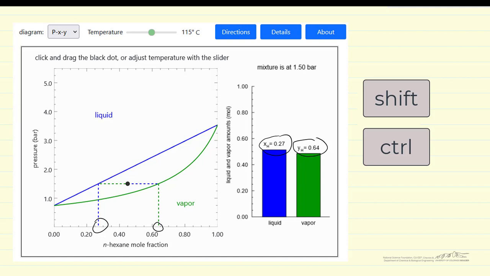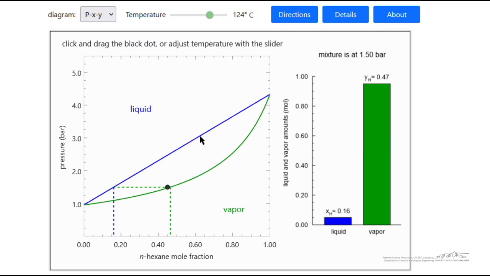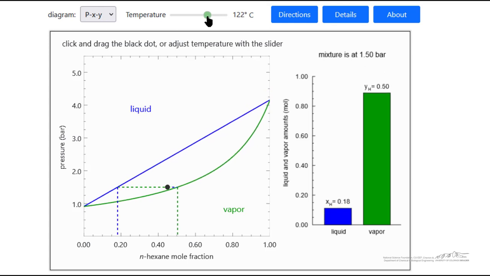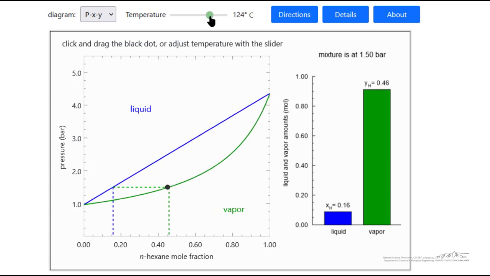So let's look at the interactive simulation. Here's the interactive simulation. We're looking at the pressure mole fraction diagram. The blue line is the bubble point line, and the green line is the dew point line. I can change the temperature, and both those lines move, of course, keeping the mole fraction the same. You can see as we change the temperature, we change the relative amounts of liquid and vapor. I've raised the temperature, so I have more vapor, less liquid.